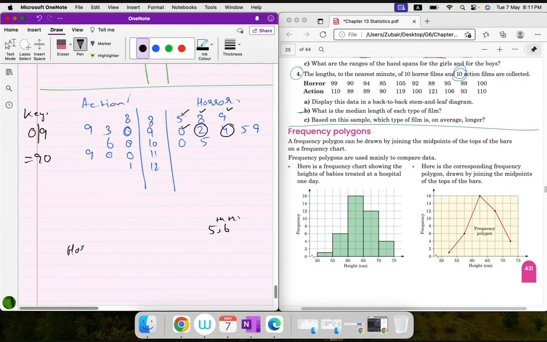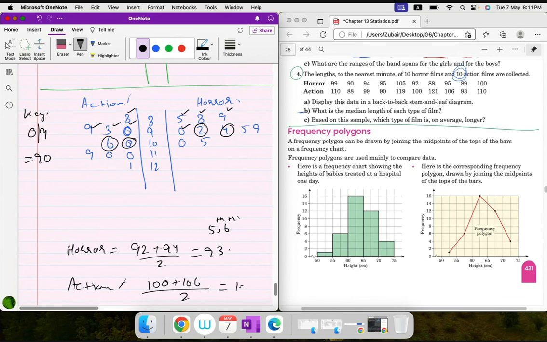So for horror, 92 plus 94 by 2, is 93. And for action, 1, 2, 3, 4, 5th, and 6th. So the 5th is 100 plus 106, and the middle is 103.